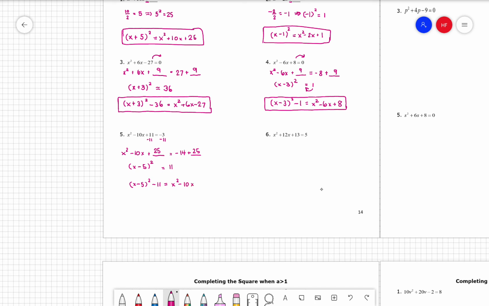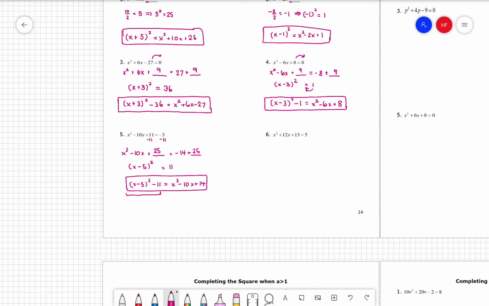10x, and then plus 14. So the reason I wrote plus 14 is because I wanted it to equal 0. So I moved the negative 3 over to the left side. If you don't want to do that, then you could have just said that that was your answer, and that would have been okay.